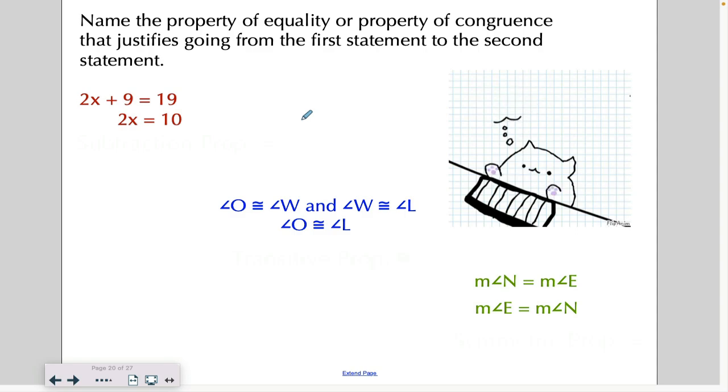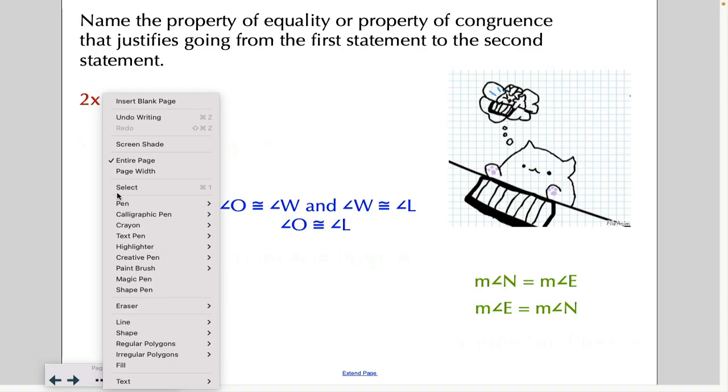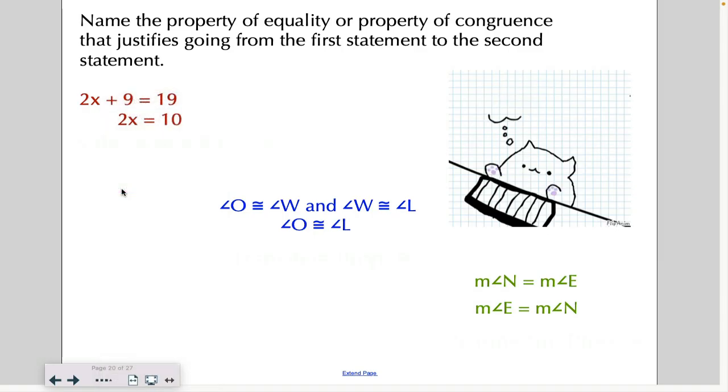Again, it's going to seem silly, but wording really matters. So 2x plus 9 equals 19. How do we get to 2x equals 10? We subtract 9 from each side. It's an equation, so guess what this is? Subtraction property of equality. I'm fine if you want to abbreviate the equality with the equal sign.